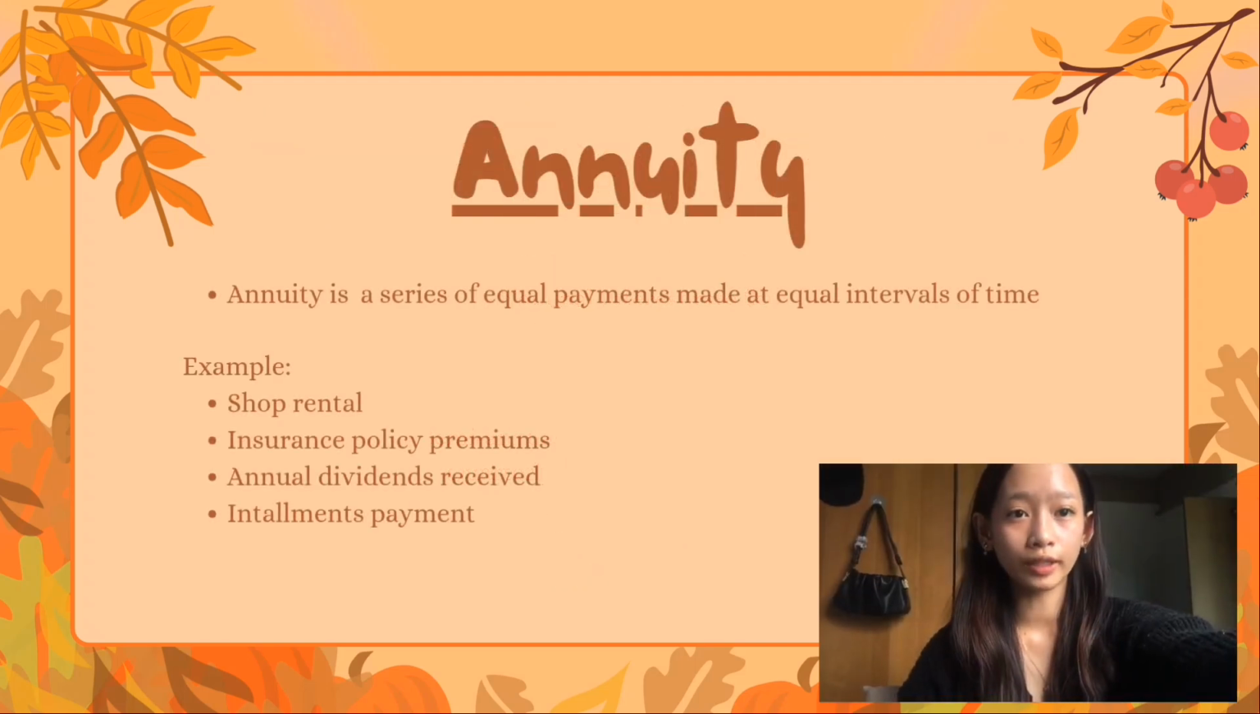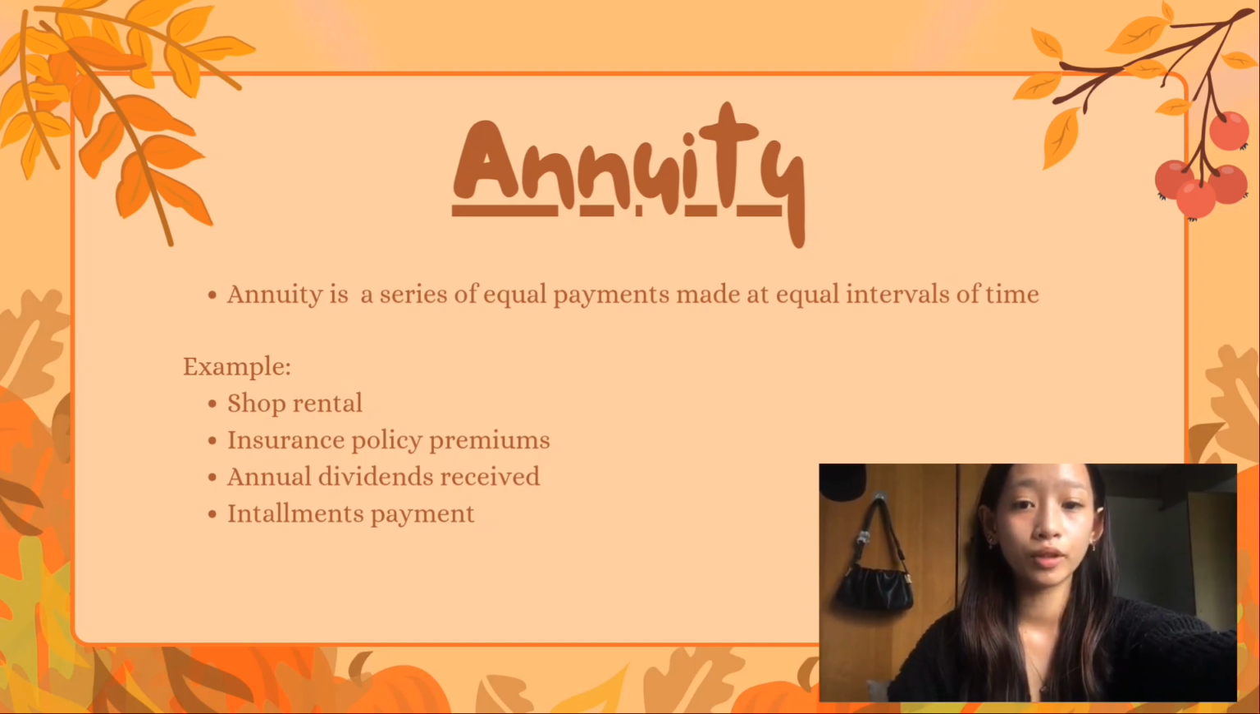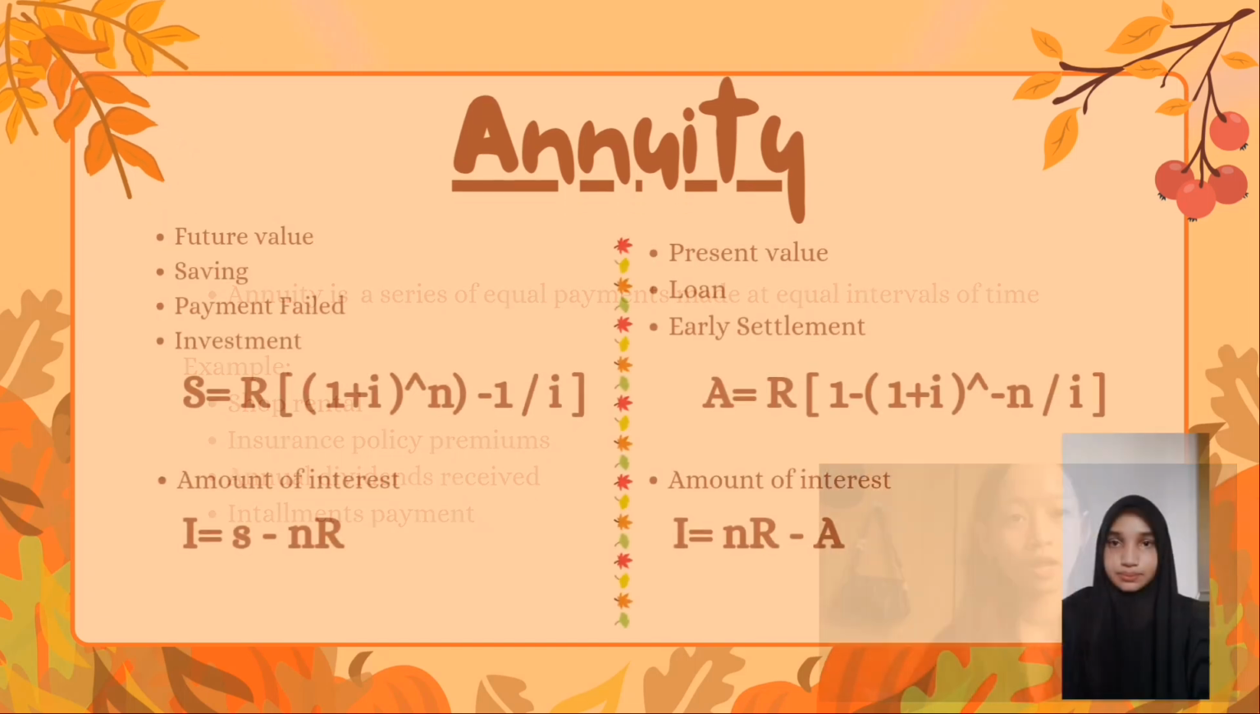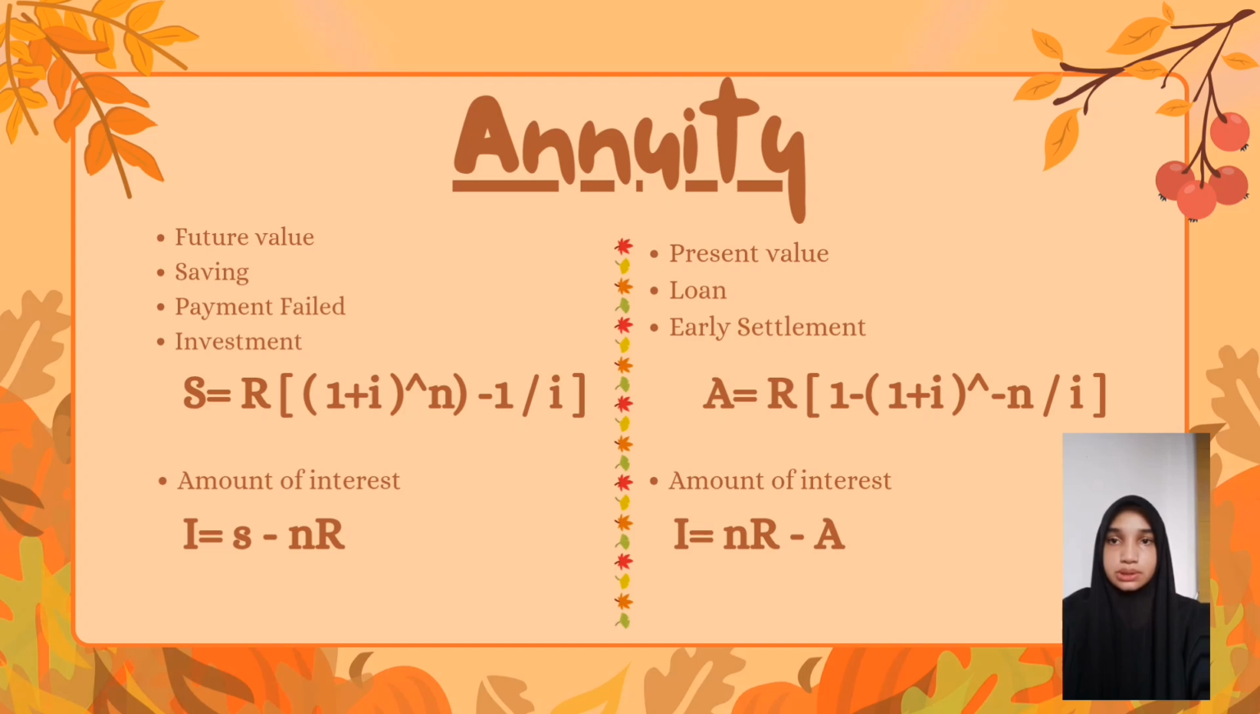So, what is annuity? Annuity is a series of equal payments made at equal intervals of time. Examples of annuity are shop rental, insurance policy premium, annual dividends received, and installment payment. In Annuity, Chapter 4 in Business Math MAT112, there are 4 formulas.